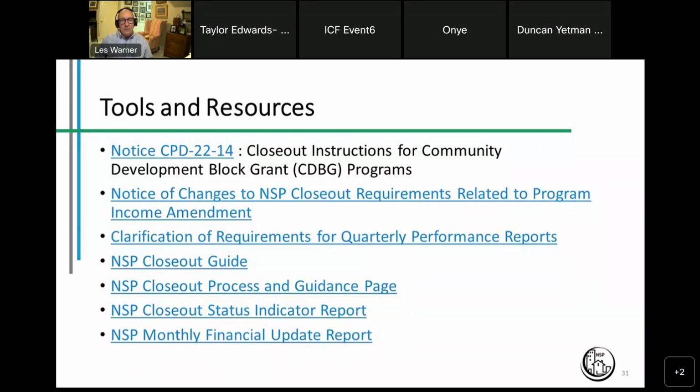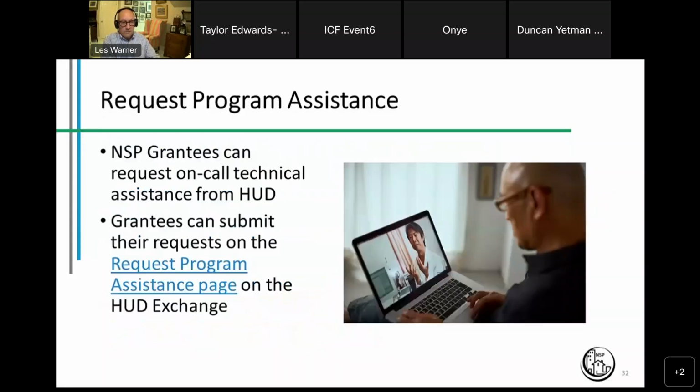There is a closeout process and guidance page, which may be useful for you. And then for available reports, there's a closeout status report that's available at this link, and then also the monthly financial update report. So if you're not familiar with these links, these may be resources that will be helpful for you as you move forward.